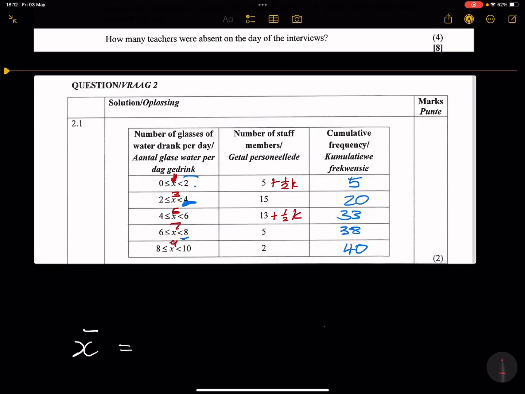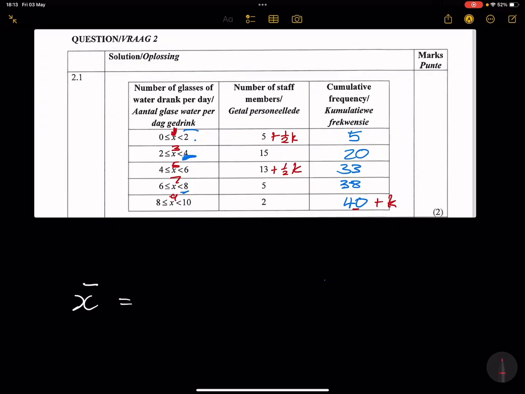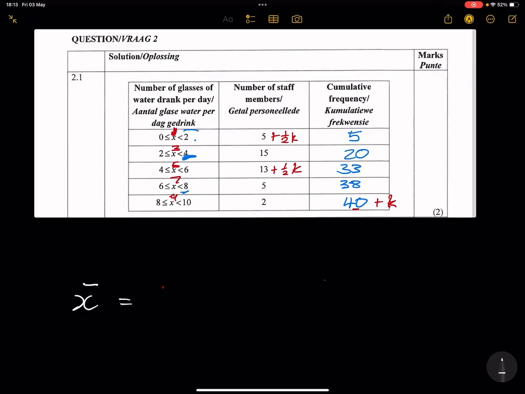So I'm going to take all of those midpoints multiplied by that, and I'm going to divide by the total number. Now remember that the total number will no longer be 40, but it will be 40 plus the k that were absent, right? So let's do that quickly. It's going to be my midpoint.